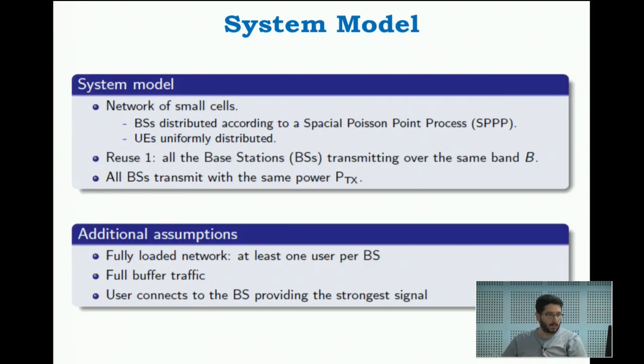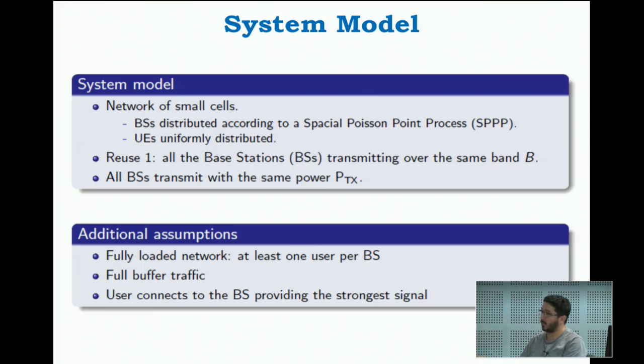The system model we use is small cell based, so we have a network of small cells. The base stations are distributed according to an SPPP, and the UEs, the user equipments, are distributed uniformly. We also assume that the reuse is one, which means all base stations transmit over the same band B. That's a big assumption, and you can argue it's not optimal in any way, and we agree. One of the works that should be done beyond what we did is the MAC resource allocation aspects. That's very important, especially in light of what I'm going to show about outage, which is poor at some point. So you need to do something about the way you manage the spectrum between cells. Anyway, we didn't do that.